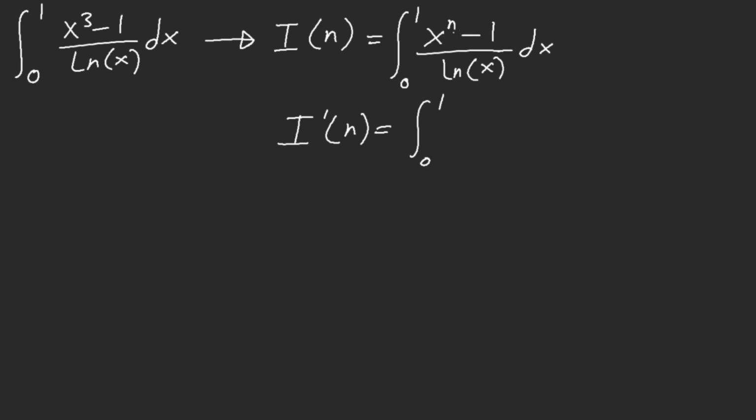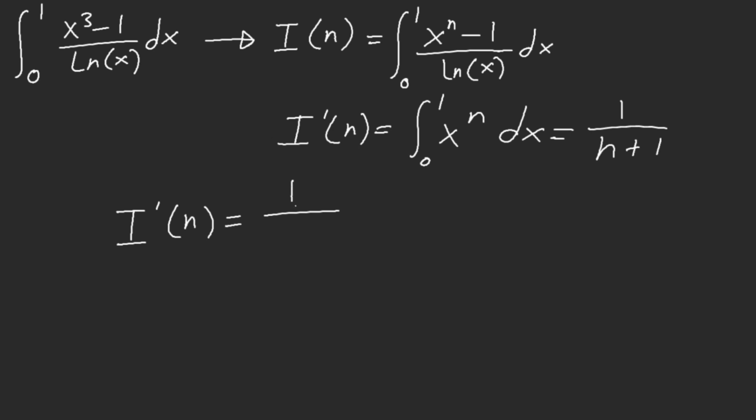If you derive x to the power of n with respect to n, you get x^n ln of x. So the ln of x will cancel out, giving us the integral of x to the power of n dx. Okay? And we know this, right? This is power rule. This is equal to 1 over n plus 1. So our I prime of n, our derived integral function, is equal to 1 over n plus 1.